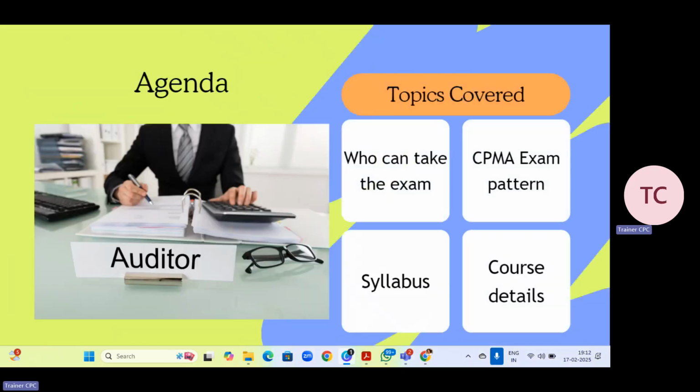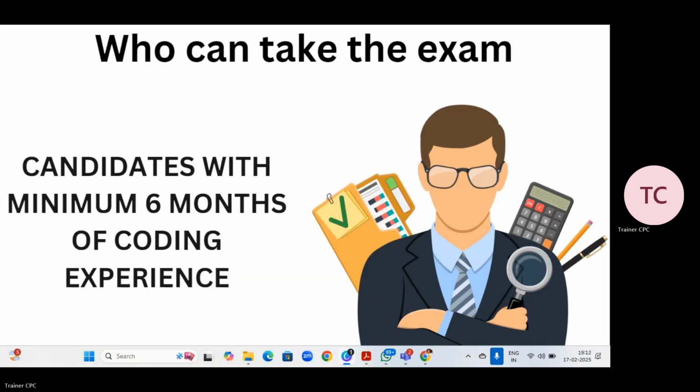So coming to the agenda for today. Today we are going to discuss who can take this CPMA exam, and the exam pattern, syllabus, and course details. Okay, so coming to the first question, who can take this exam?